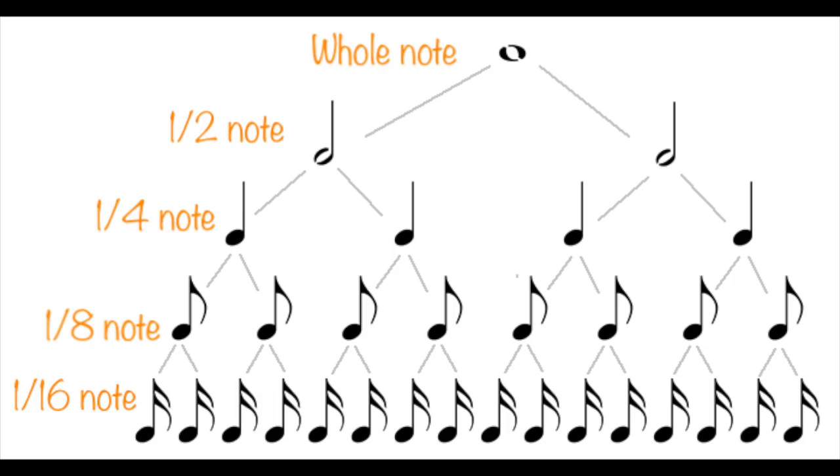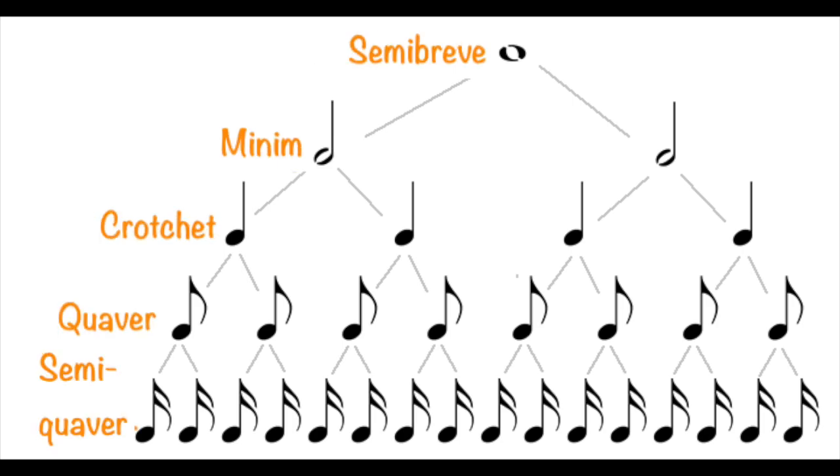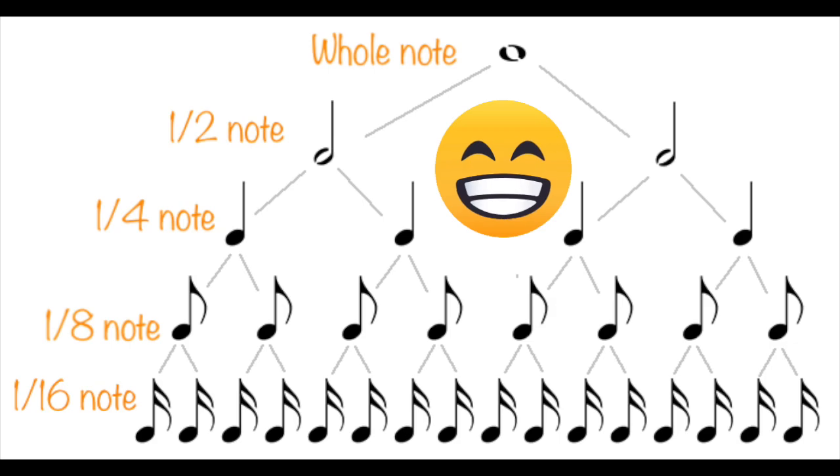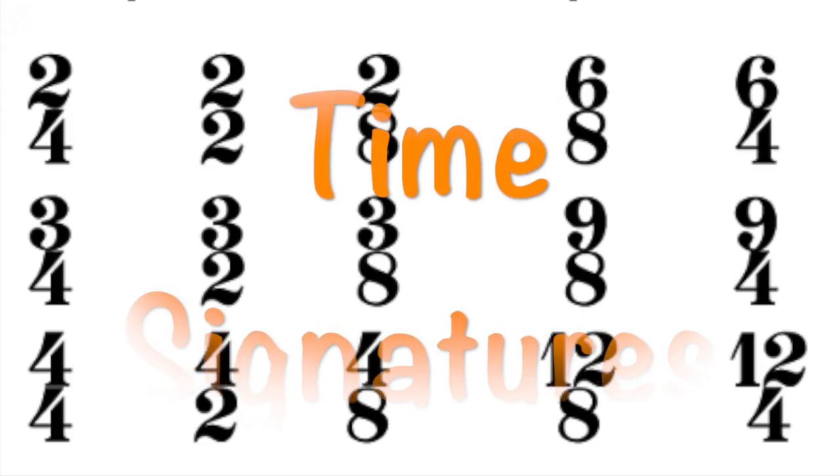Note values and rests are broken down as fractions, like in maths. Whole notes, half notes, quarter notes, eighth notes, 16th notes, and 32nd notes, etc. Notice how the value halves each time, but the number of notes double. These notes are also called semibreves, minims, crotchets, quavers, semiquavers, and demi-semiquavers. But the fraction thing makes more sense, which leads nicely onto time signatures.